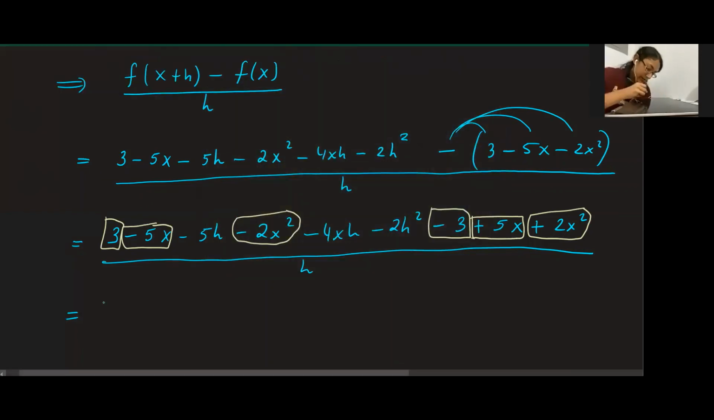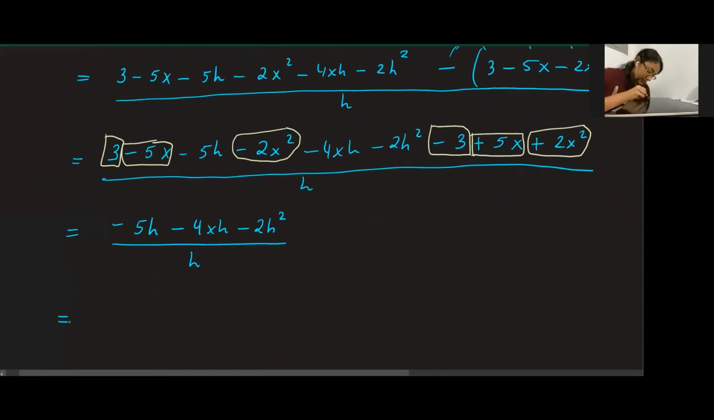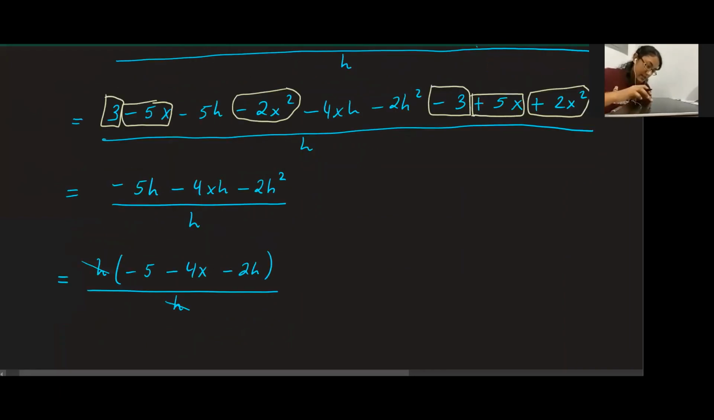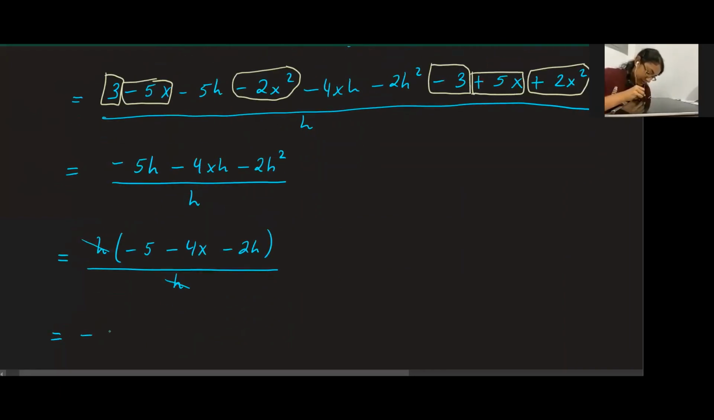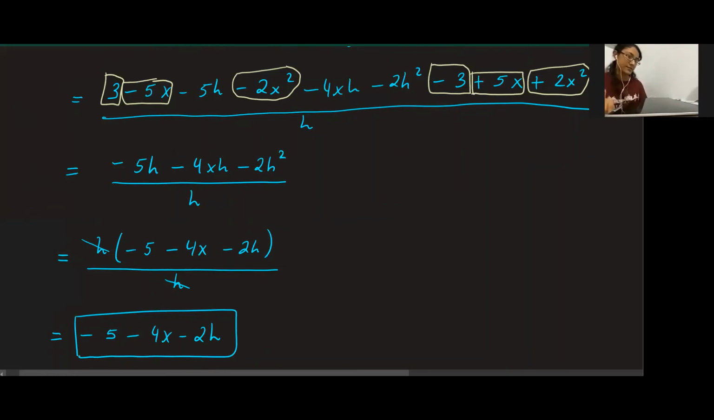So we are left with minus 5h minus 4xh minus 2h squared all over h. And here I can successfully factor out an h from the top. So that will be h times negative 5 minus 4x minus 2h, everything over h. And now again, I can freely cancel out the h's, and that will simplify my difference quotient into negative 5 minus 4x minus 2h. So that will be our final result for this difference quotient.